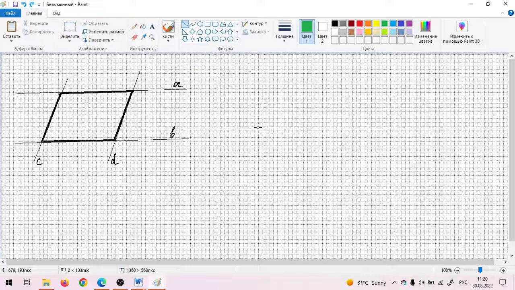Well, look at this picture. Line A and line B are parallel. A parallel B. Line C and line D are parallel too. These parallel lines contain the sides of a parallelogram. So now we should get to know what it means, the height of a parallelogram.